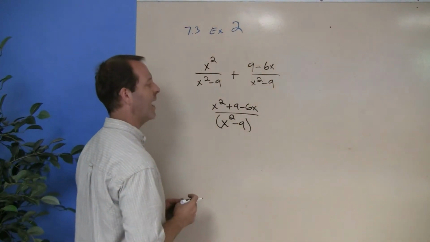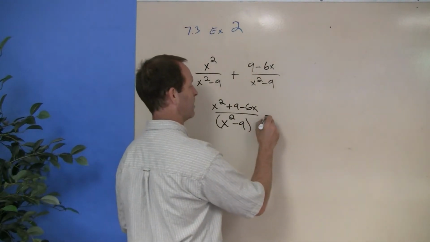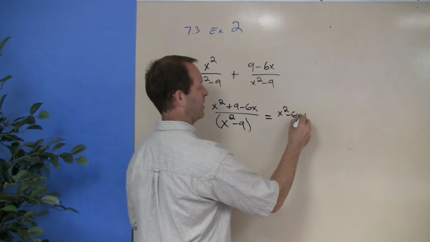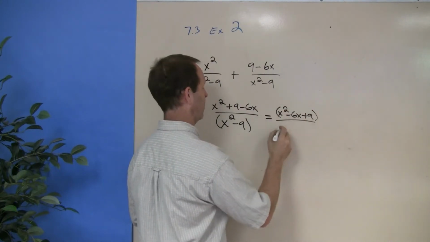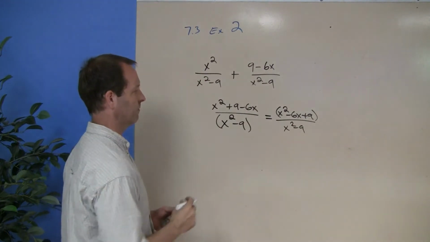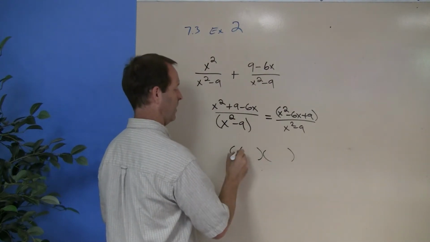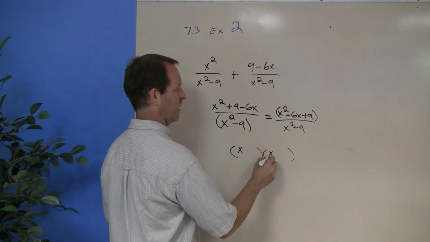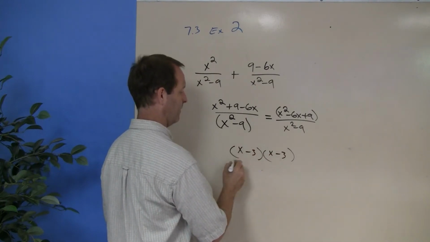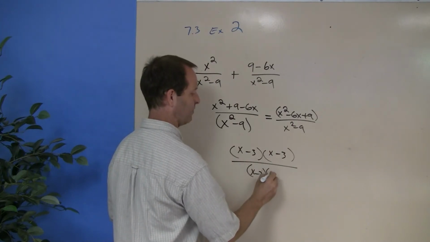It looks like the top might factor, but I'm going to have to rearrange some of the terms just to see the factors the way I like to. So x squared minus 6x plus 9, and the bottom is x squared minus 9. All right, let's factor here. The top one does factor. It factors to x minus 3 and x minus 3. And the denominator factors to x minus 3 and x plus 3.